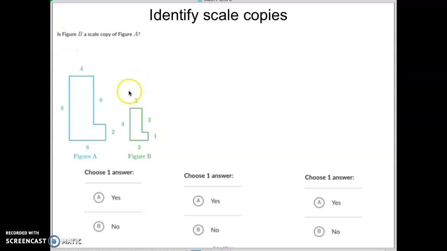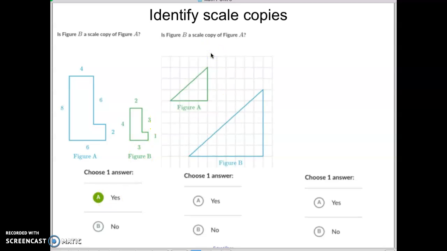This side is 4, this side is 2, 2 is half of 4. This side is 8, this side is 4, 4 is half of 8. So yeah, every side here is exactly half of every side here. So that is a scale factor, okay? Or that is a scaled copy. Let's take a look at another one.